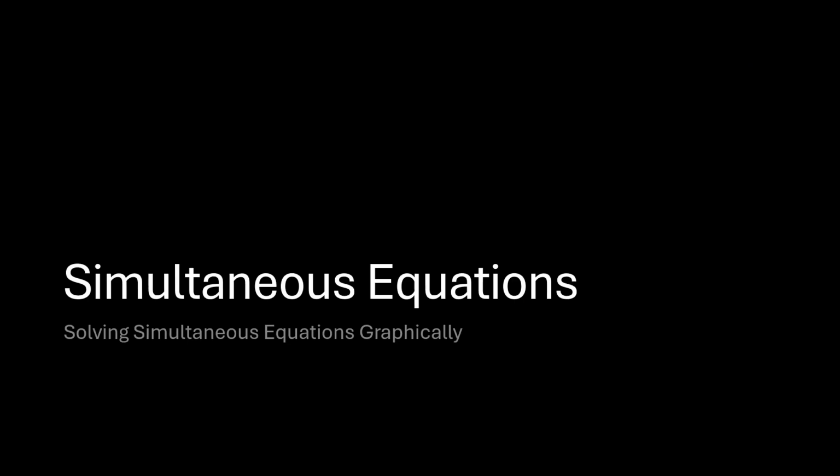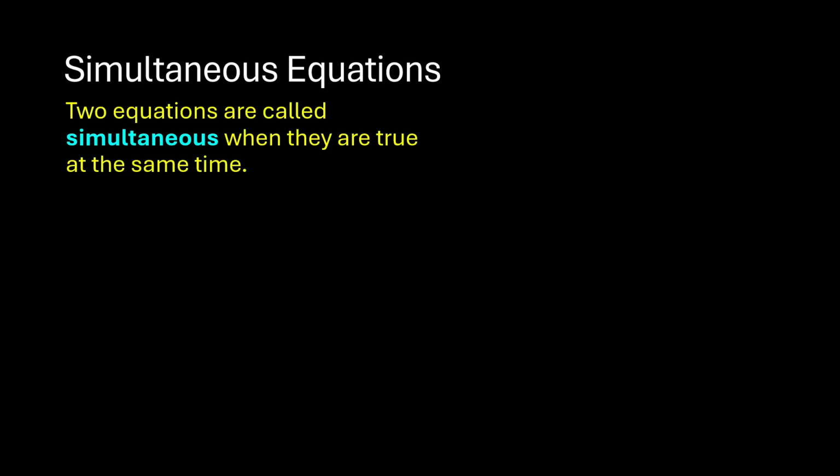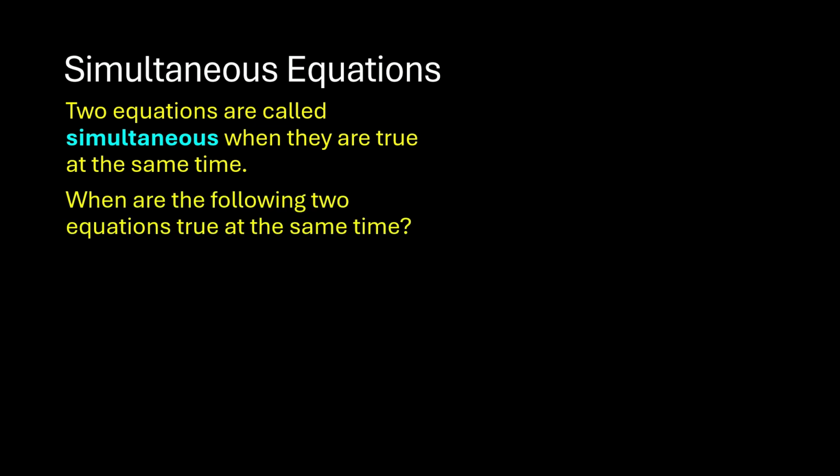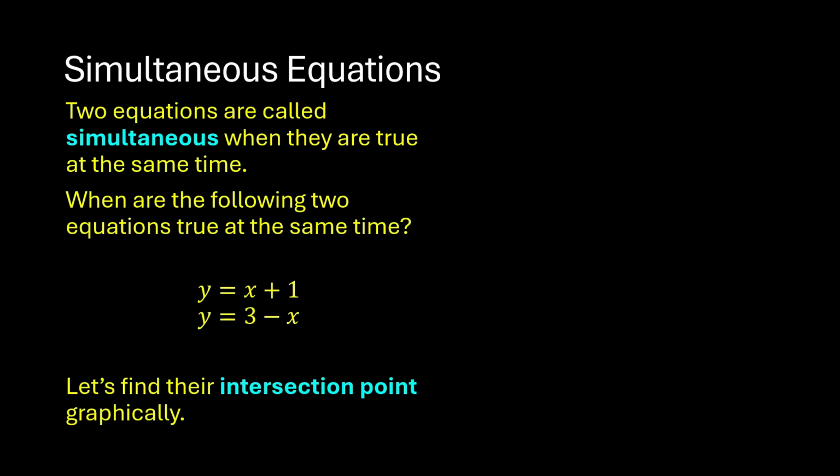We will now take a look at simultaneous equations and how to solve them graphically. Two equations are called simultaneous when they are true at the same time. When are the following two equations true at the same time? Y equals x plus 1 and y equals 3 minus x. Let's find their intersection point graphically.